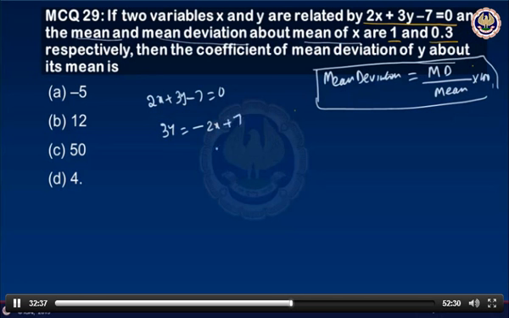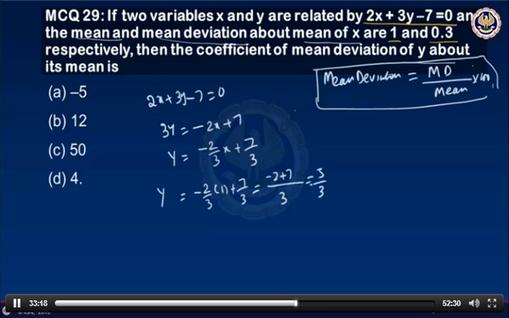Now in this question, the mean and mean deviation about mean of x are 1 and 0.3. The mean of x is 1, and we have to find the mean of y. From this we write the expression in this form: if 3 comes to this side, it will be division, so y equals minus 2 by 3 into x plus 7 by 3. Now the mean of y is, x being given, minus 2 by 3 into 1 plus 7 by 3, which is equal to minus 2 plus 7 by 3, which is 5 by 3. That is the mean.